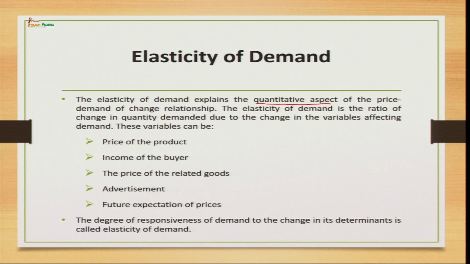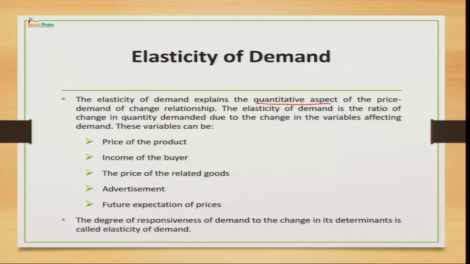In the law of demand, we have seen that whenever the price increases, demand will decrease, or whenever the price decreases, demand will increase, and vice versa. This is what we have studied in the law of demand, but we were not able to identify what change has taken place in the quantity demanded, right. So, with the elasticity concept, we are able to understand what change has taken place, and that is why we are calling it the quantitative aspect of the price demand relationship.